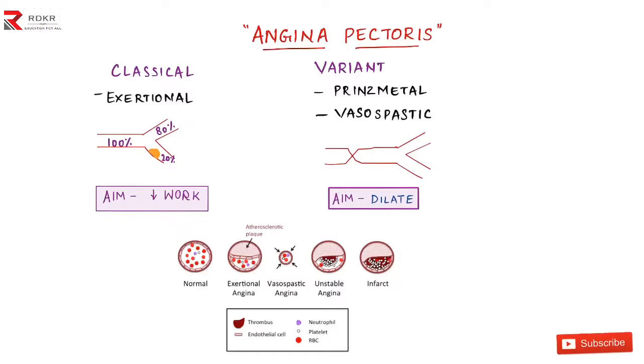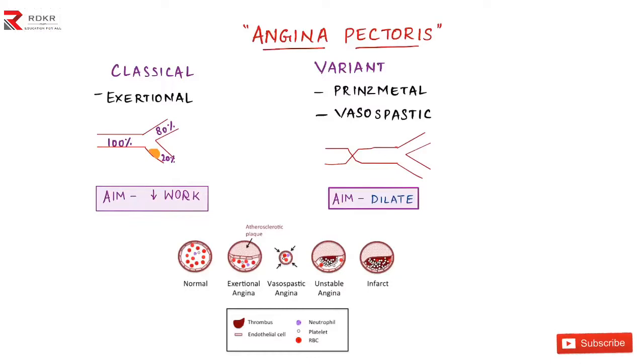Even if the atherosclerotic plaque is present, a lesser amount of blood will be sufficient at rest. But if the same patient goes upstairs or does exercise, then he needs more supply of blood. The demand will be more and the supply is very less. So only during the exertion the patient complains about chest pain, and that's why this type of angina is also known as exertional angina. Here our main aim is to decrease the work. If you can decrease the work on the heart, then the chest pain can be relieved.